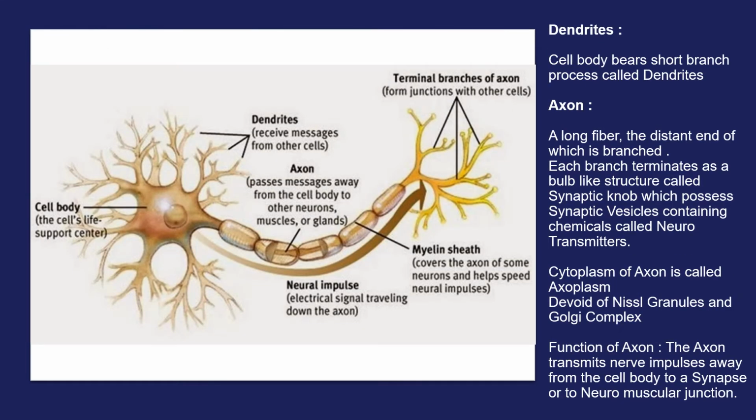Second one is dendrites. The cell body bears short distance processes called dendrites, and the main function of these dendrites is to receive the message from the other cells.